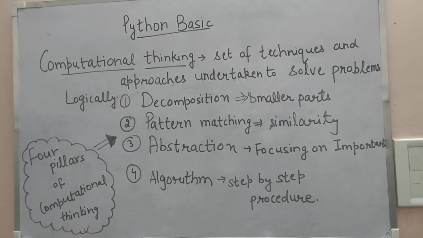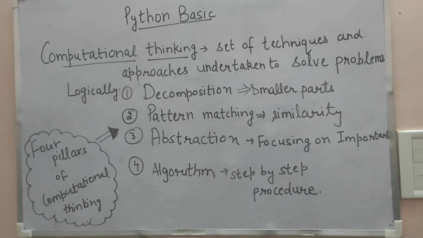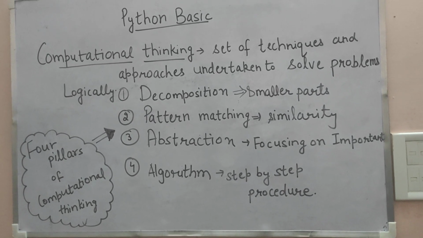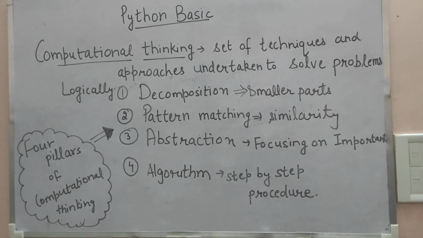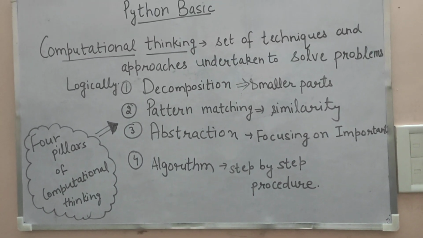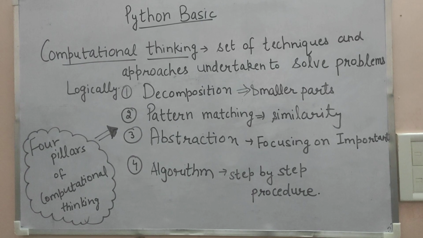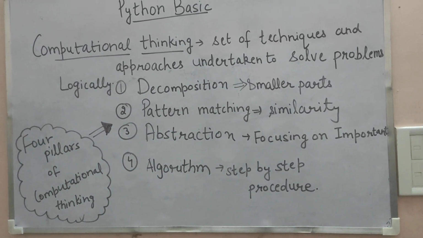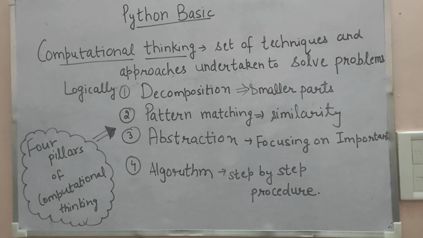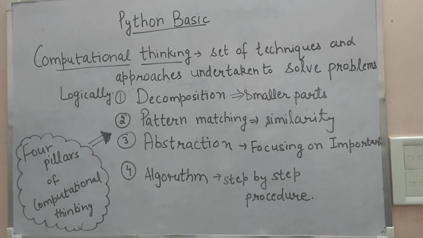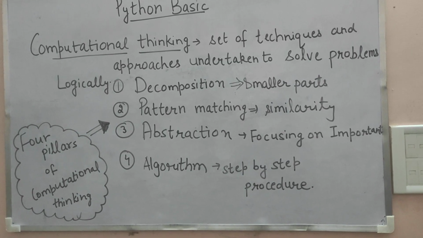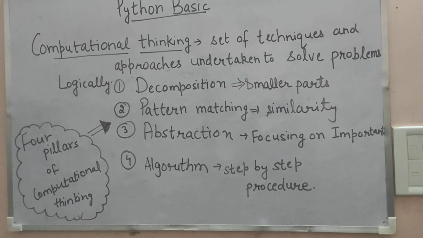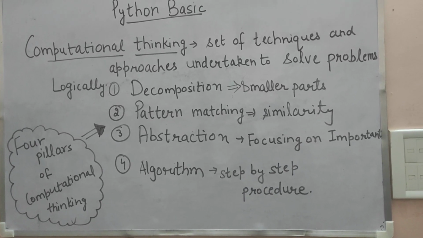So in Python basics, there is computational thinking. We have four pillars: decomposition, pattern matching, abstraction, and algorithm, right? If you know this, then one or two MCQs can come from all these, because it is a theoretical part, but yet it is as important as the programming, because abstraction, algorithm, decomposition are the terms that generally come in our MCQs, right? I hope this will be helpful for you. Thank you.